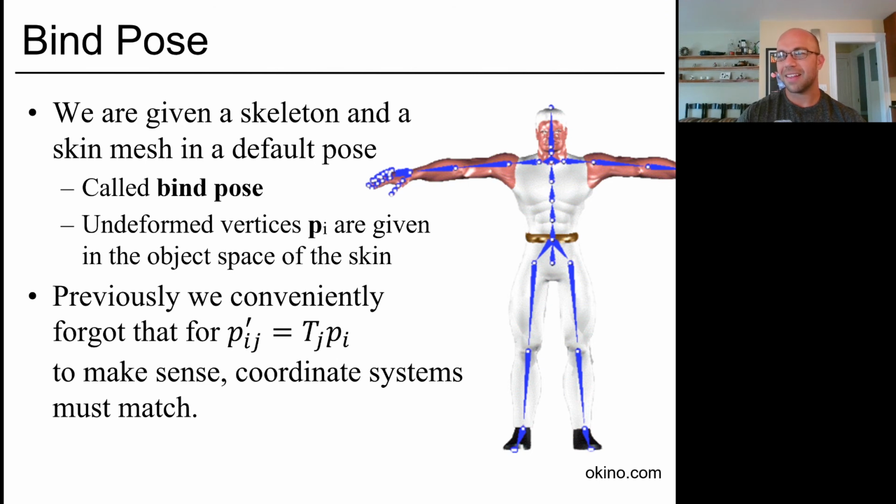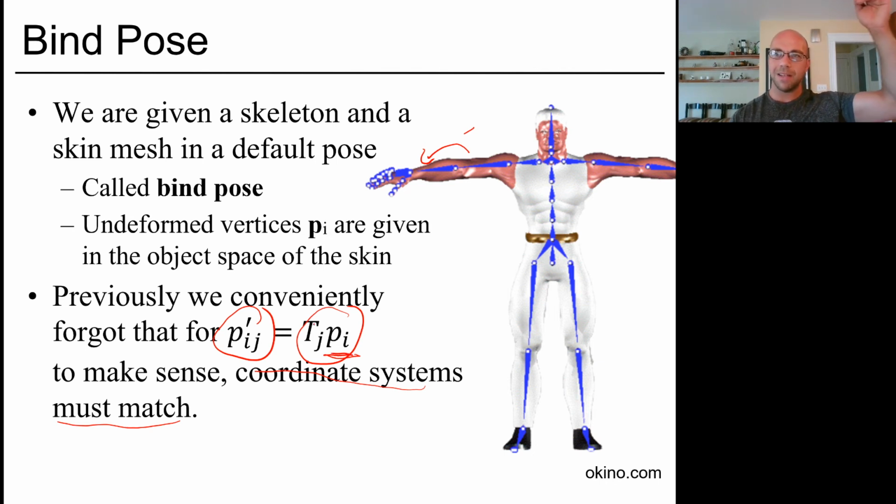But previously, we defined this object Pij prime as Tj applied to Pi. But in order for that expression to make sense, the coordinate systems have to match up, right? So for instance, if I want to bend his arm here, then maybe I need to express Pi in the coordinate system of the arm, bend the arm, and then undo that motion, rather than doing everything in the world coordinates sitting outside on the 3D character. So in order to do that, we're going to need to do a little bit more work.